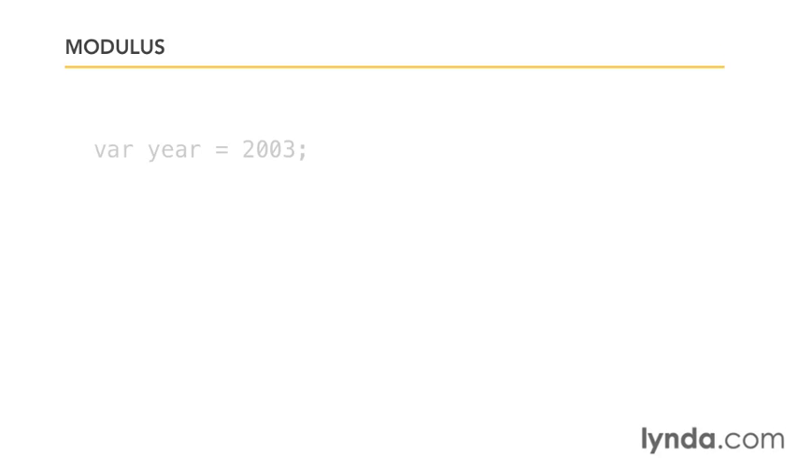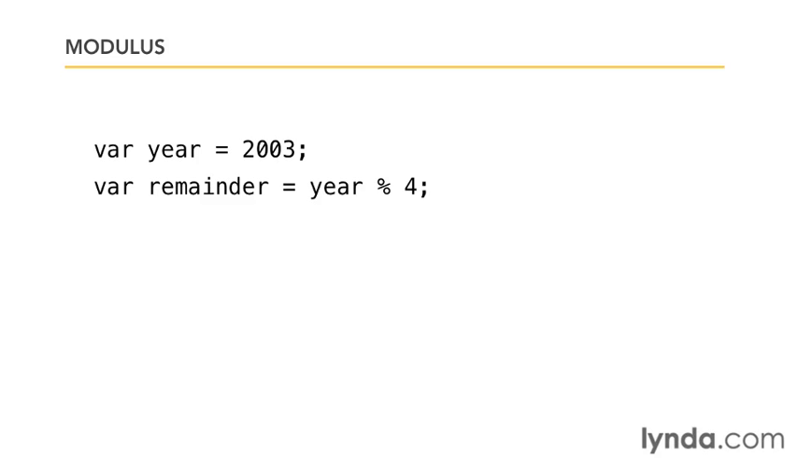Now, a couple of roundabout operators here. We have the modulus or remainder operator in JavaScript. This one's a little different. Probably the classic example here is using it to do something like calculating a leap year. So in this case, I create a variable called year, and it's equal to 2003. And then I create a variable called remainder, and I set that equal to year % 4. The percent here is the modulus or remainder operator.